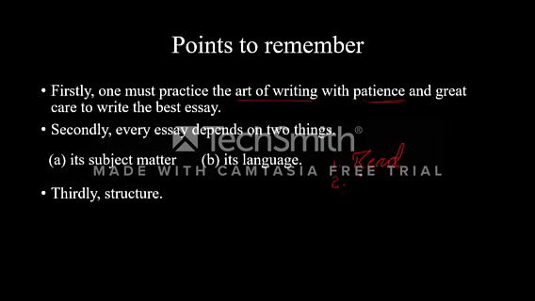Second thing is, while you're reading, you have to observe as well as absorb. So what do you have to absorb? Two things. One is writing style. Second thing is the vocabulary, the language which is used, that plays a vital role. So these are the two things you have to keep in mind while you are doing this first thing, that is, the art of writing, you have to develop it. And the second thing is, you have to look into these things. Every essay depends on two things. Those two things are subject matter. Second thing is language. I'm going to give you a good account of this language.